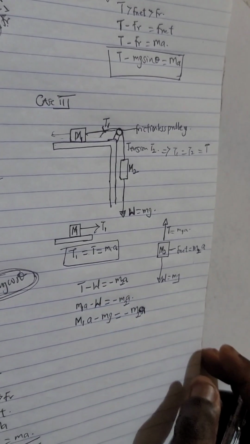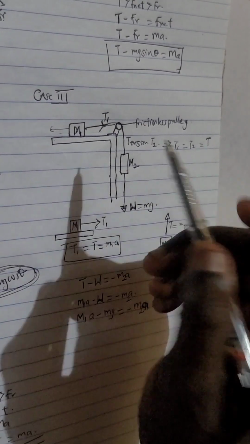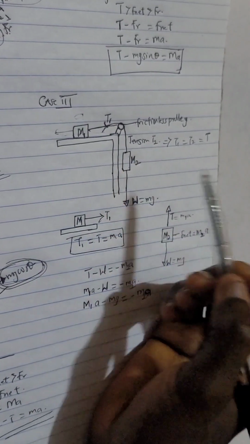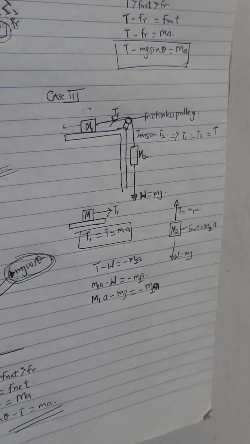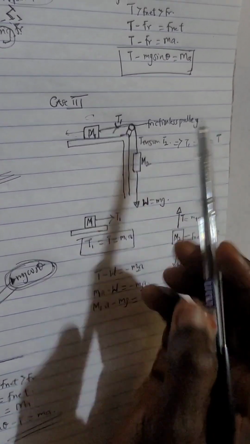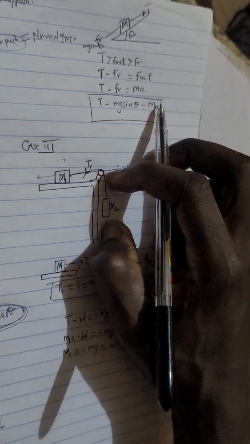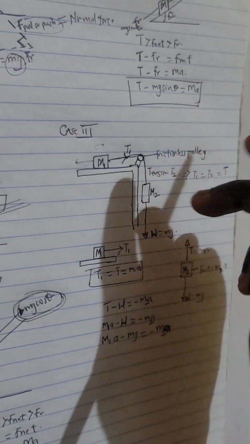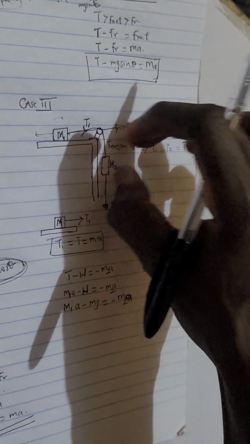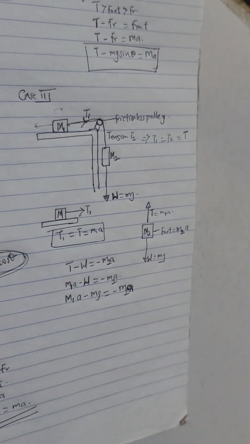Now, let me tell you one thing. In this type of question, the acceleration A that is going to come out for all these masses is always equal. They are the same thing. The reason is that they are going to be moving with the same speed. You must take note of that. Even if you have 1,000 masses or 2,000 masses attached to this string or cord or rope, the acceleration A is always going to be the same. I hope you understand what I'm saying.